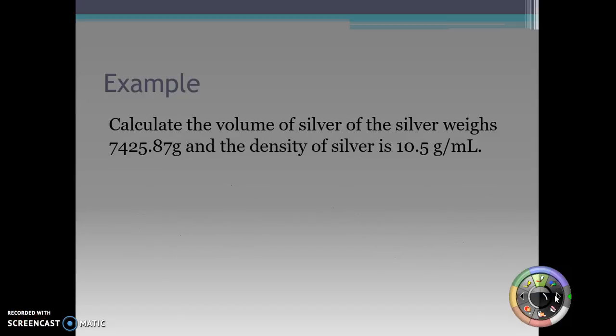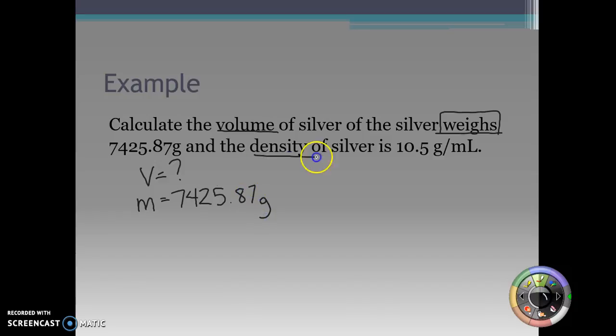Now, this problem says calculate the volume of silver if the silver weighs 7,425.87 grams and the density of silver is 10.5 grams per milliliter. So volume, that's what we're looking for. We're not sure what that is. We have weight, which again is going to be our mass. And they give us density this time. So density is 10.5 grams per milliliter.